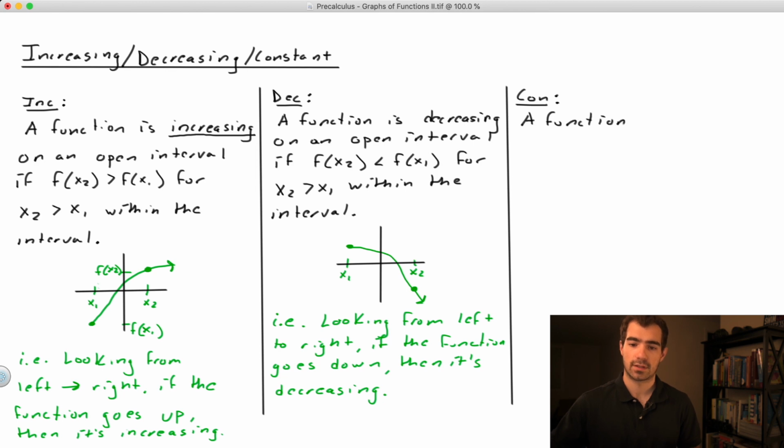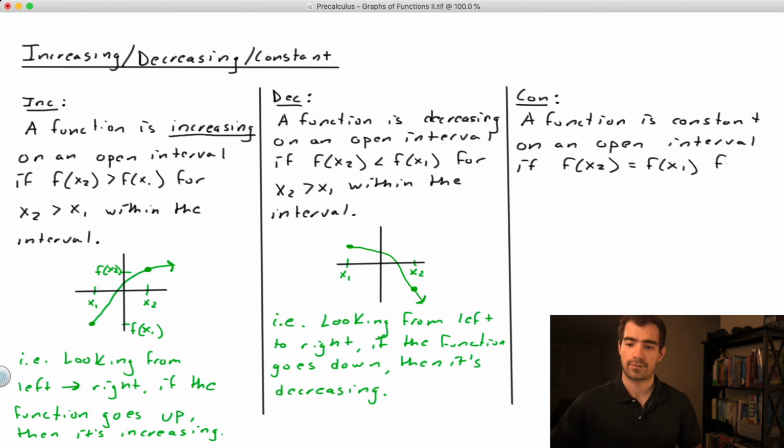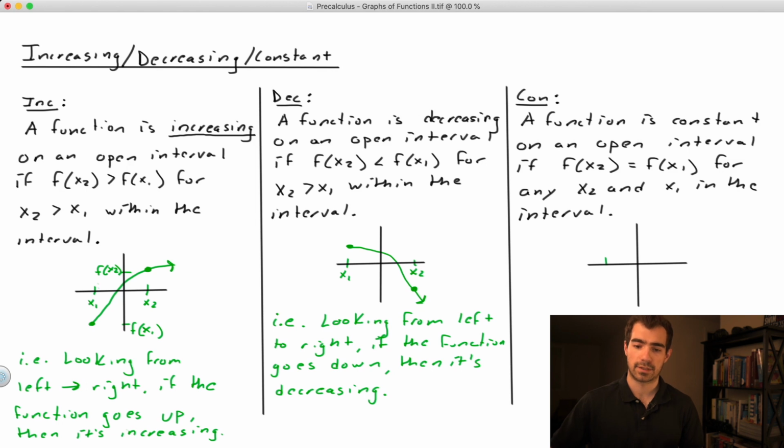A function is constant on an open interval if f of x2 is equal to f of x1 for any two x, so any x2 and x1 in the interval. And as you maybe can guess, if we pick some x1 and we pick some x2, the graph of a constant function would look like this, right, where those values don't change.